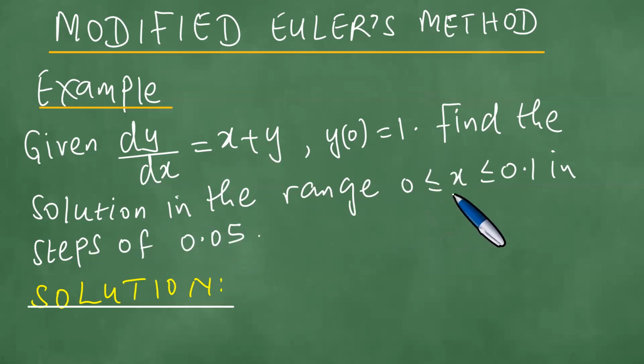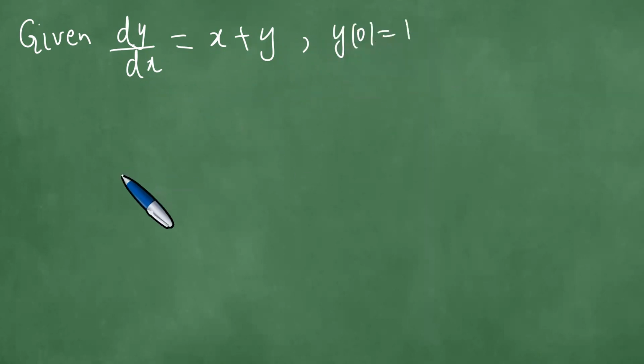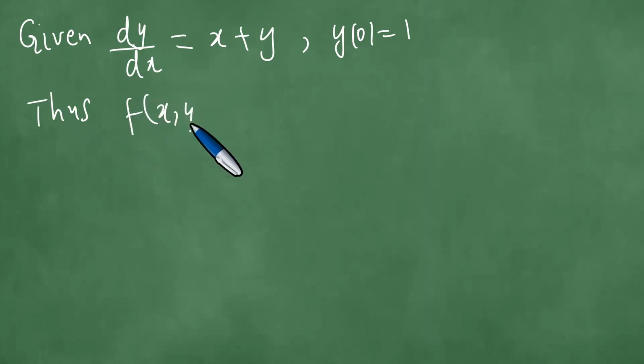Find a solution in the range x lies between 0 and 1 in steps of 0.05, and the solution is going to be written as follows. Obviously, all the time in mathematics, if we are to write a solution to a problem, we first write down the problem or the question, and it is dy/dx = x + y, y(0) = 1.